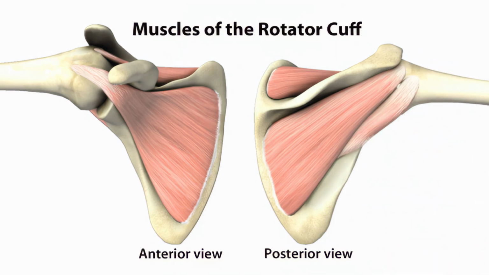Now, which two rotator cuff muscles rotate the arm laterally or externally? That's the infraspinatus and the teres minor. Those are the lateral rotators of the shoulder. And then the medial or internal rotator is the subscapularis.